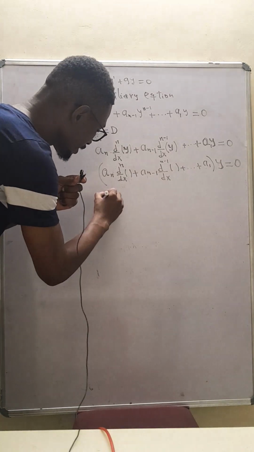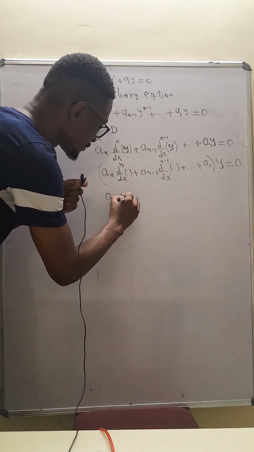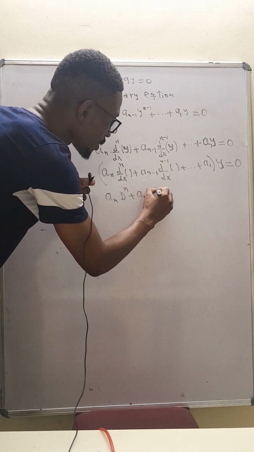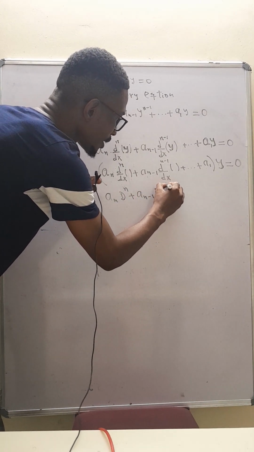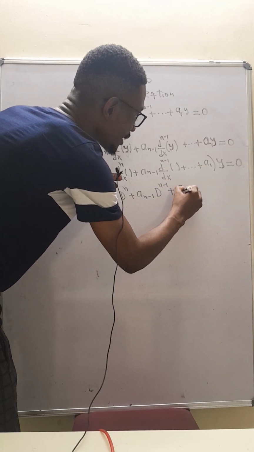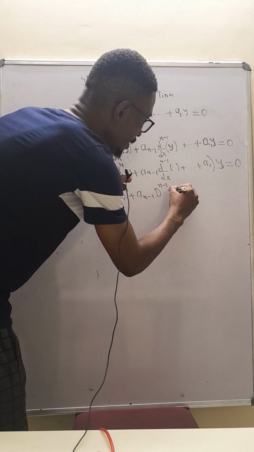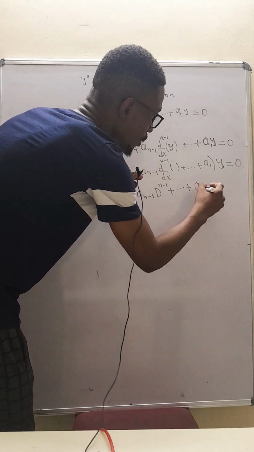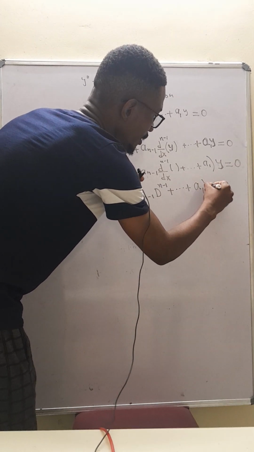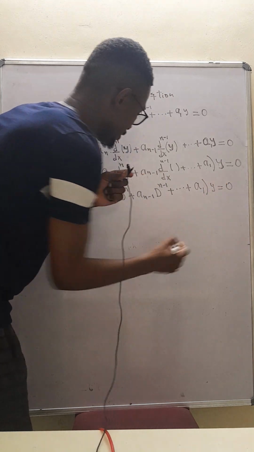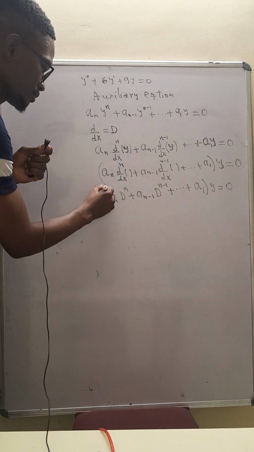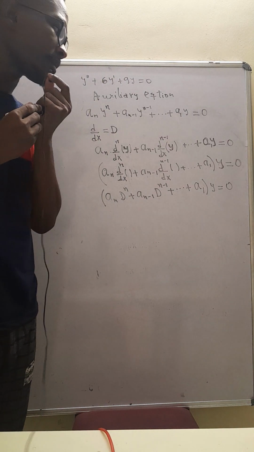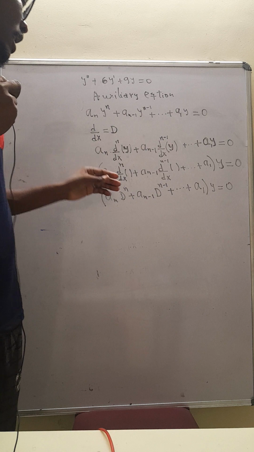I will have something like this: a_n D^n plus a_(n-1) D^(n-1) plus ... plus a_1, applied to y, equal to 0. So what does it mean? That's the question.